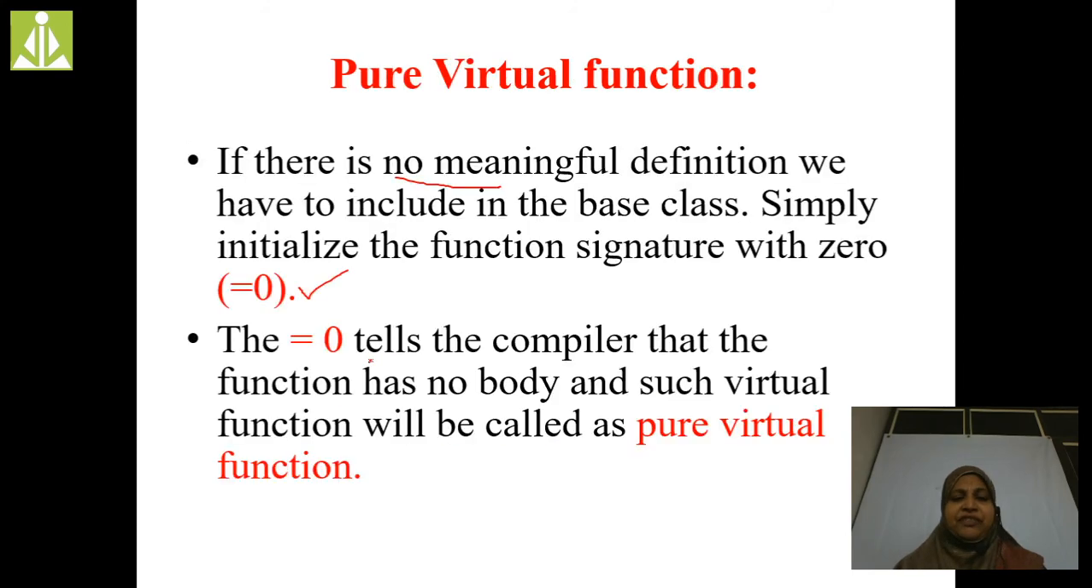Here we are not going to write the word pure before the virtual function. We just have to assign 0, equals to 0. Then that particular virtual function is known as a pure virtual function. Equals to 0 tells the compiler that the function has no body. Here we don't have any body for that particular virtual function.